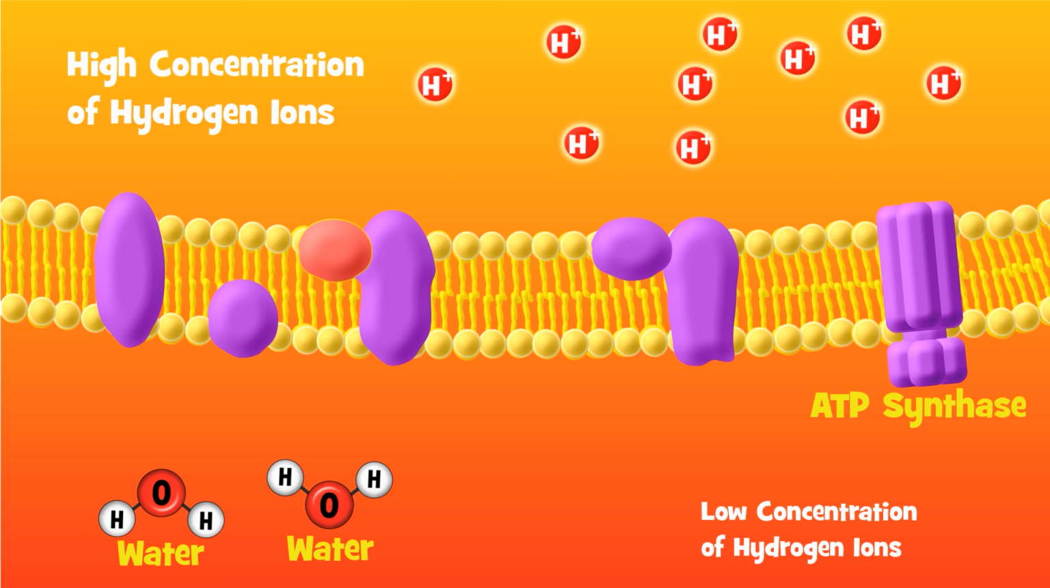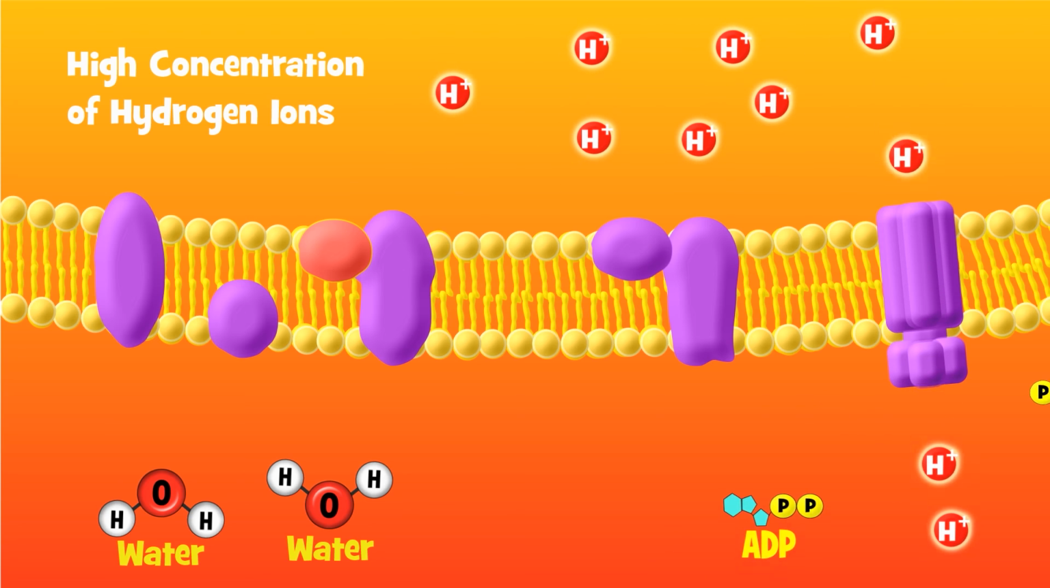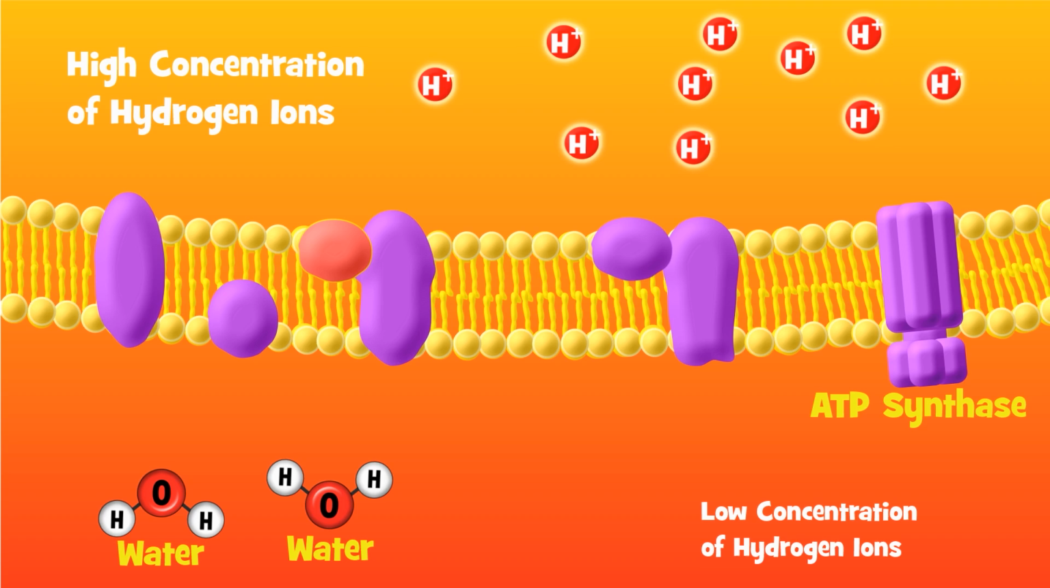A protein called ATP synthase makes a channel that allows hydrogen ions to flow through from high concentration to low concentration. You may remember that molecules tend to move from areas of high concentration to low concentration naturally, a process known as diffusion. So, these hydrogen ions, in a manner of speaking, want to flow from the high concentration area of the intermembrane space to the low concentration area, the matrix. But they can only get through ATP synthase.